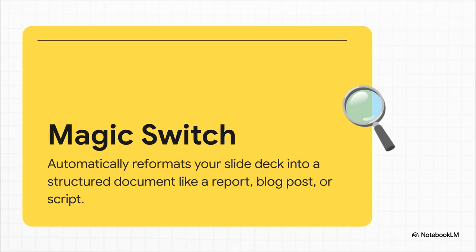But I really want to double-click on Magic Switch for a second, because this feature is a total game changer. So, you finished your awesome presentation, but now you also have to write a report based on it. Ugh. Well, instead of starting all over again, you just click Magic Switch. It automatically reformats your entire slide deck into a structured document, like a report or a blog post. Your text, your images, everything just pops into place. The amount of time this saves is just incredible.